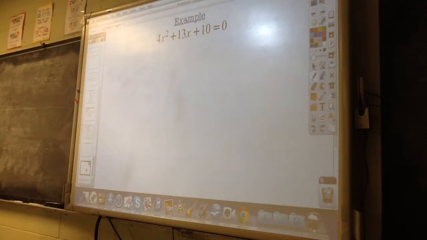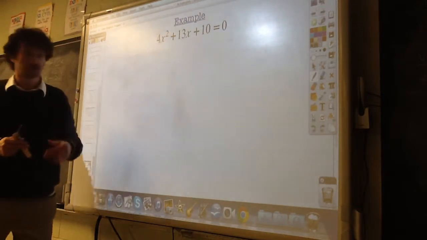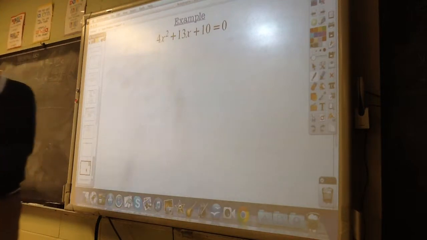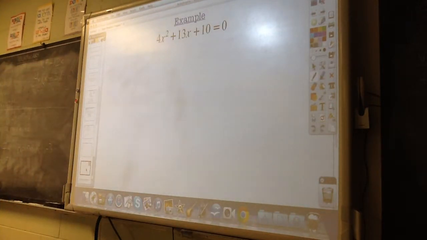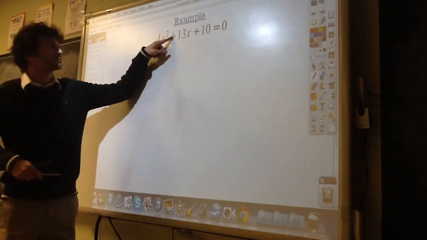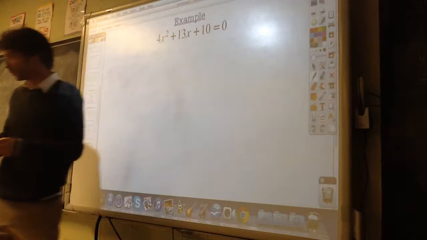Deshaun, is it a difference of squares? Not a difference of squares, obviously, right? It's got too many terms, and it doesn't even have a minus in it. So it can't be that. Kai, is it a quadratic trinomial? Yeah. It is, right? ax squared plus bx plus c. It is definitely a quadratic trinomial.